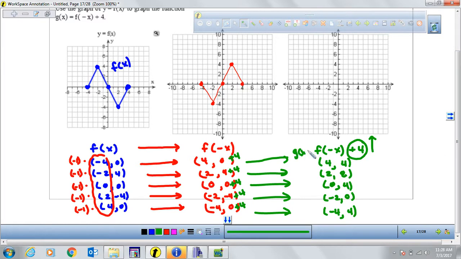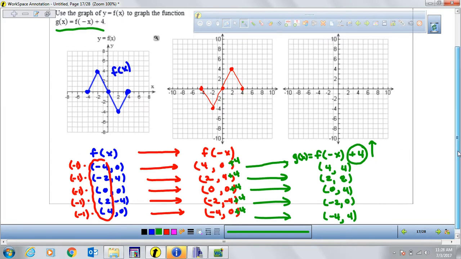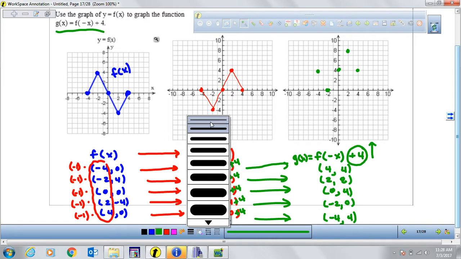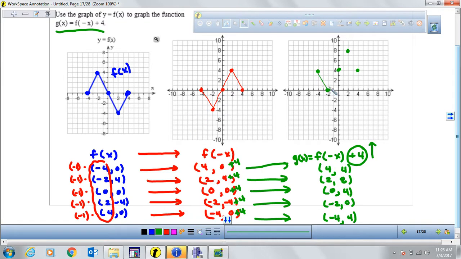Because g of x, this is what it consists of, right? That's g of x. So we're going to graph it. It's (4, 4), then (2, 8), then (0, 4), (-2, 0), and (-4, 4). And this completes my function g of x.